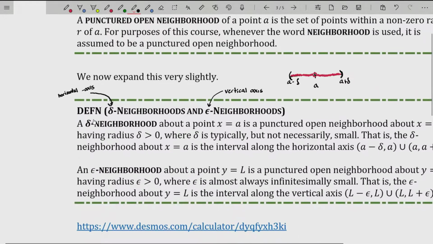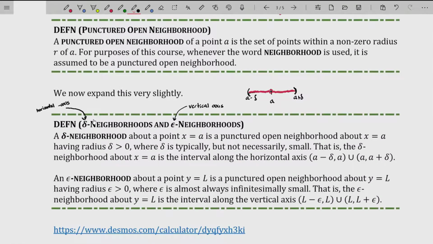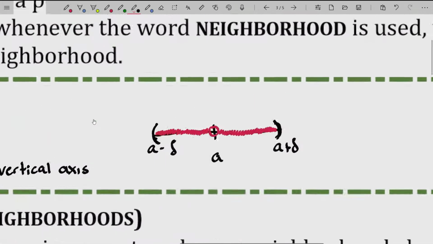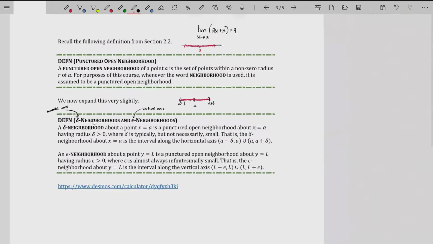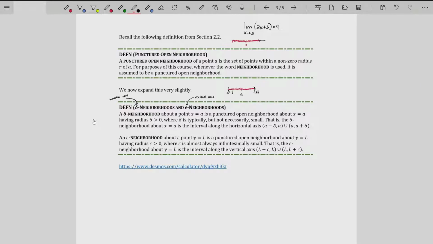Perfect. So if you want to read these, you can. It just tells us that we have basically a punctured open neighborhood on the x-axis, and we have a punctured open neighborhood on the y-axis or vertical axis. That's what we talk about when we say we have a delta neighborhood or an epsilon neighborhood. And it's not a coincidence that I chose delta for this radius of this horizontal line segment. It is because it's a horizontal line segment and delta is associated with the horizontal. Epsilon is associated with the vertical. Just a language convention.